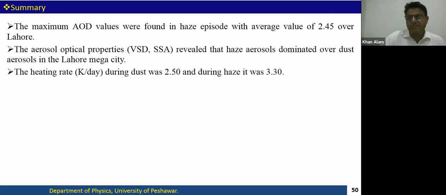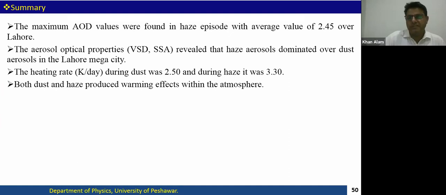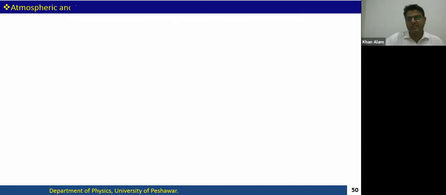And the heating rate during dust was 2.50 and during the haze it was 3.30. Overall, as I mentioned, both dust and haze produce a warming effect within the atmosphere. However, they produce a cooling effect at the top of the atmosphere as well as on the Earth's surface.